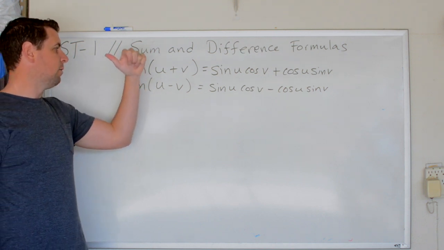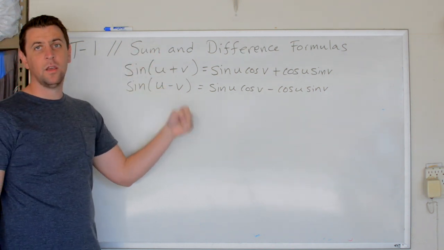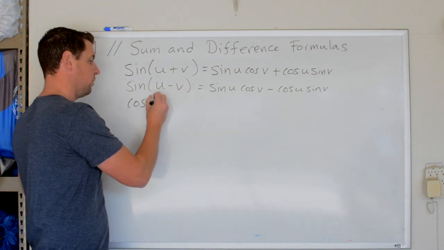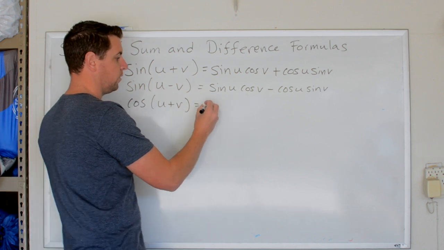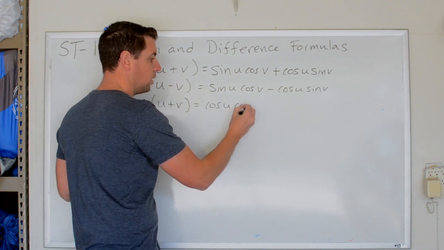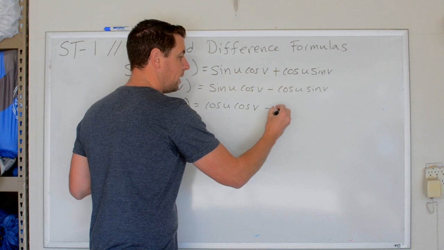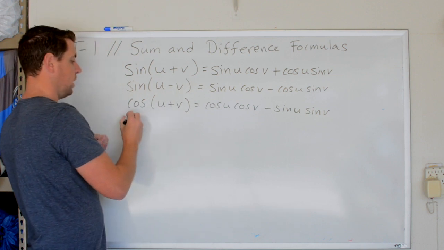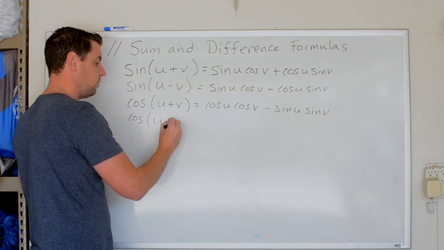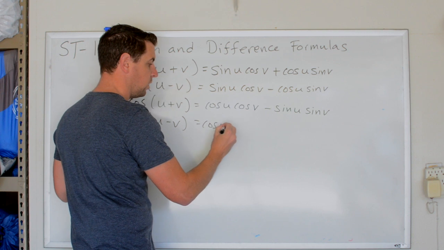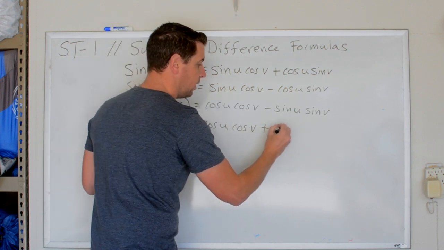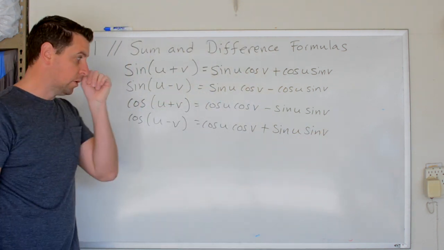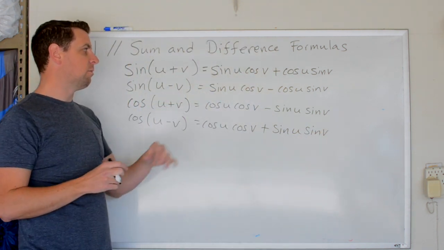From there, we have our sum and difference formulas for sine. We have 2 for cosine and we have 2 for tangent. For cosine, I have cosine of u plus v, which is equal to cosine u cosine v minus sine u sine v. And then cosine of u minus v is equal to cosine u cosine v plus sine u sine v.